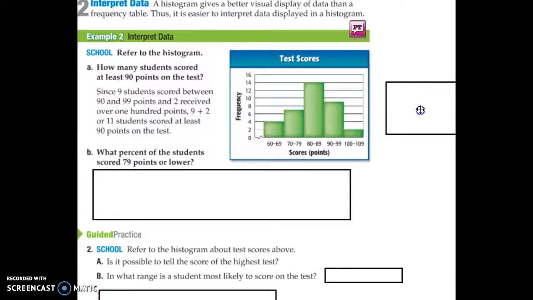How many scored at least 90? Well, at least 90 means 90 or more. So that means from here on up. There's 9 that scored in that range, and there was 2 that scored in that range. 9 plus 2 is 11. 11 students scored at least 90.